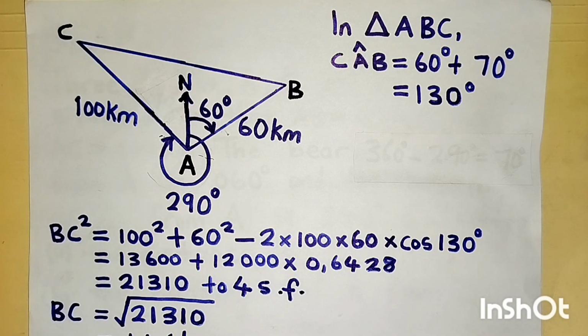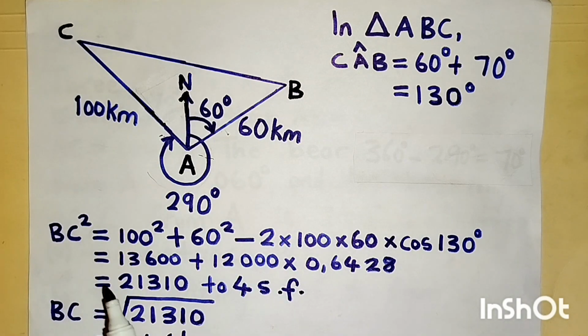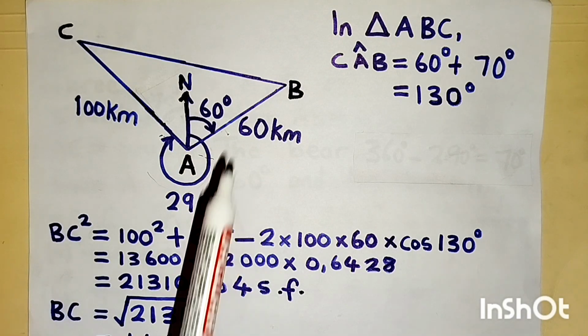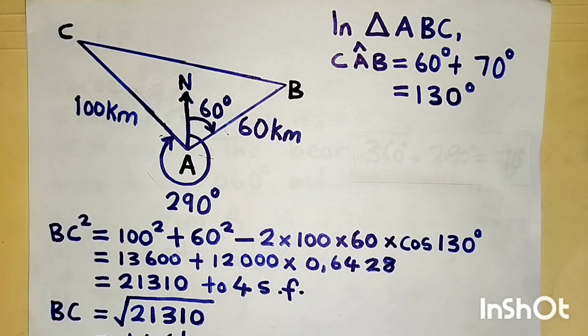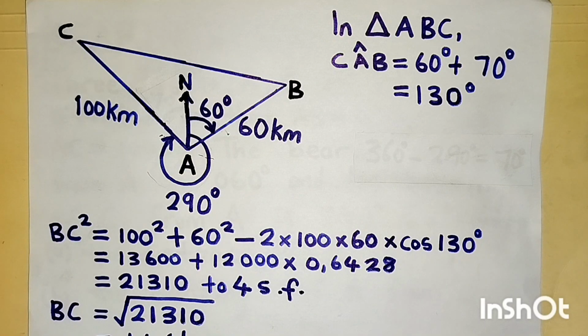Remember, the cosine rule is used when you have the lengths of two sides, e.g. 60 and 100, and an angle in between them, which is CAB in this case, so that I can find the third side, BC. Okay, so for me to know this angle, remember angles at a point A add up to 360 degrees.